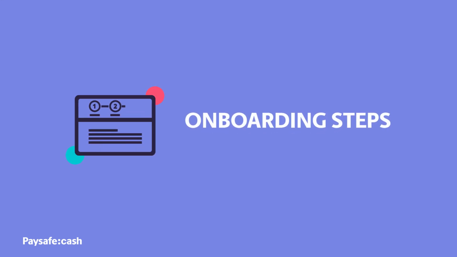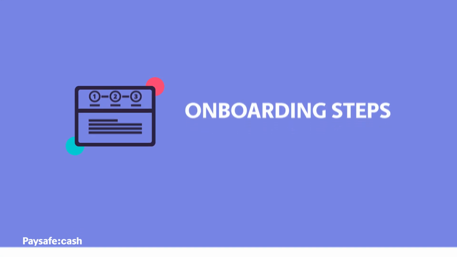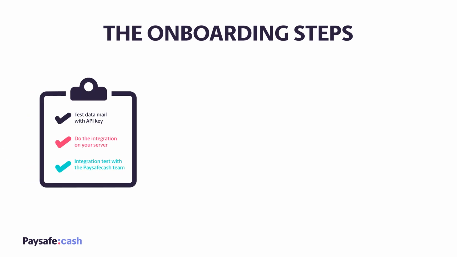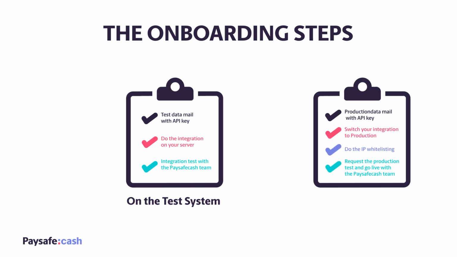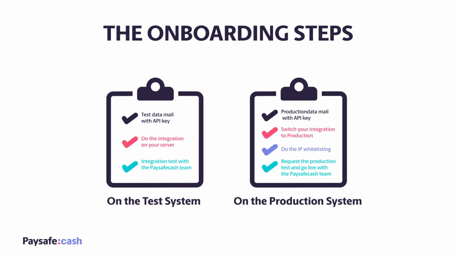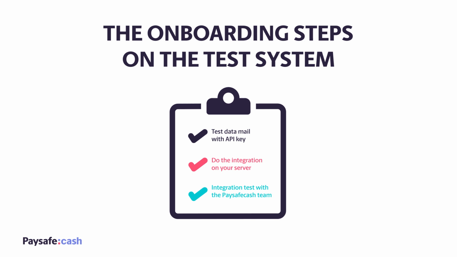We will now guide you through the onboarding process step by step. The onboarding for the test system consists of 3 steps, and on the production system of 4 steps. We will now explain the test system. At the beginning of the process, you will receive the test data mail with an API key. Afterwards, you will have to start implementing the technical integration on your server. Of course, our Paysafecash team will guide you through each step and do the user acceptance test with you.